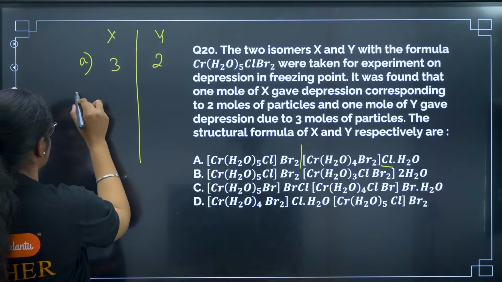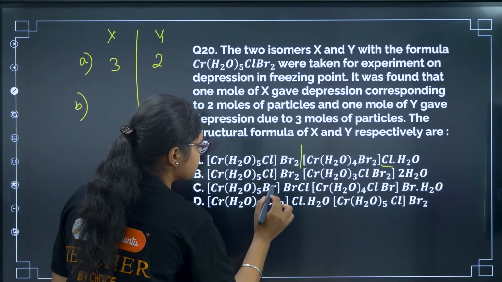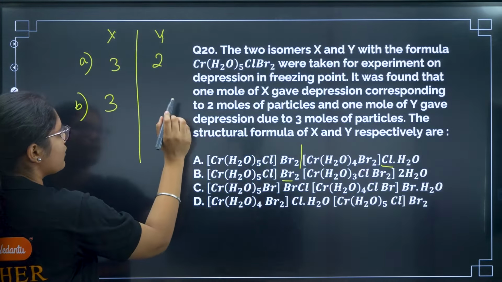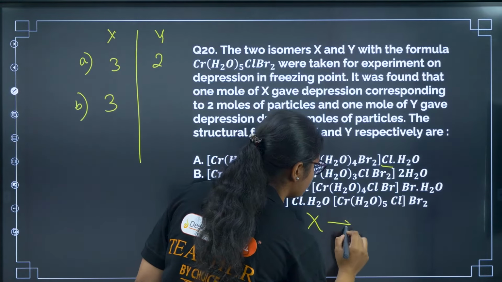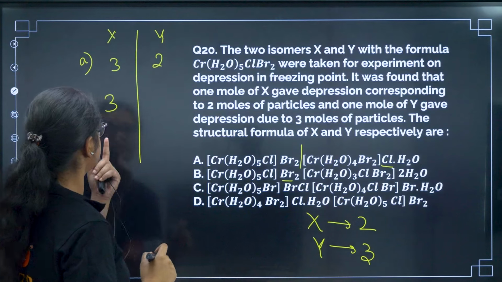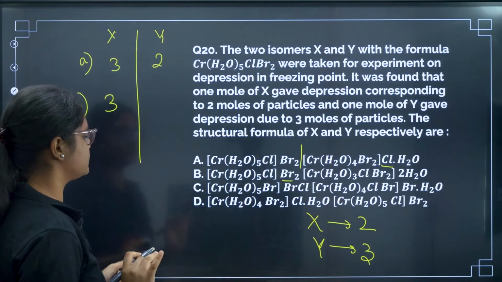Okay, next, if you see option B, here this one will give you 1 ion, this one will give you 2 ions, so total 3. But according to the question, X is giving you 2 ions and Y is giving you 3 ions. So we can say option A is wrong, option B will also be wrong.